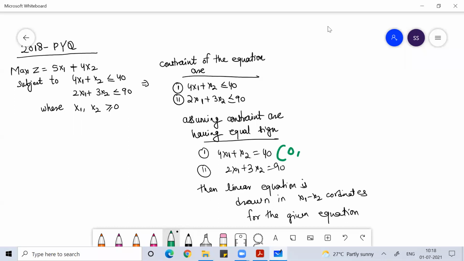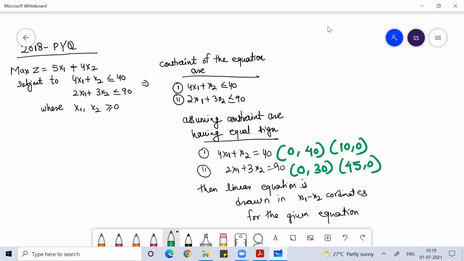If I put x1 as 0, then x2 will be 40. If I put x2 as 0, then x1 will be 10. Similarly, for the second equation, if x1 is 0, then x2 is 30, and if x2 is 0, then x1 is 45. So once I get these coordinates, I know that the maximum of x1 I have to take is 45, and the maximum of x2 is 40. That point I have to understand.